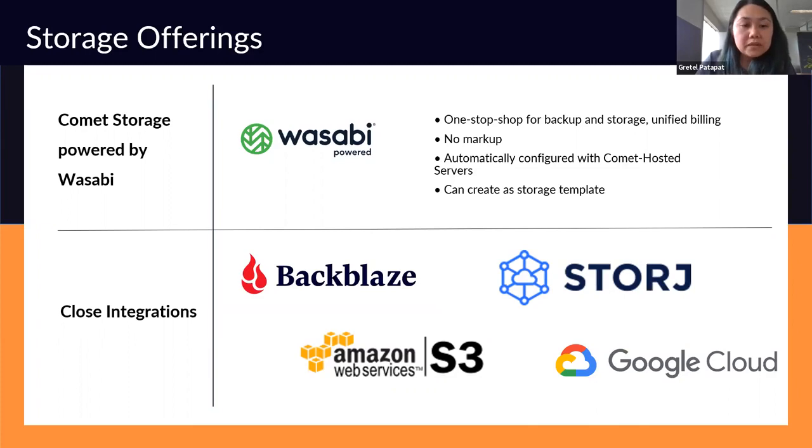And we have close integrations if you don't want to use Wasabi as your storage. Of course, you're open to using any S3 compatible storage. S3 compatible cloud storage is actually configurable with Comet. We do have a close integration with a couple of the more popular ones like Backblaze, Amazon Storage, Google, which just means that you can set these up as storage templates.